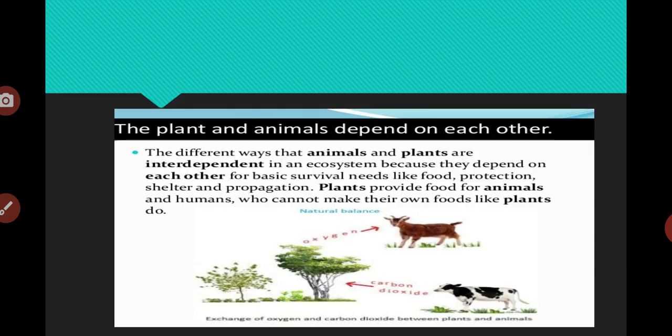So students, this is the last topic of our lesson. So you now know about the concepts: parts of a leaf, making of food in the leaf, that is photosynthesis, energy flow in living things, that is a food chain, and animals and plants depend on each other.